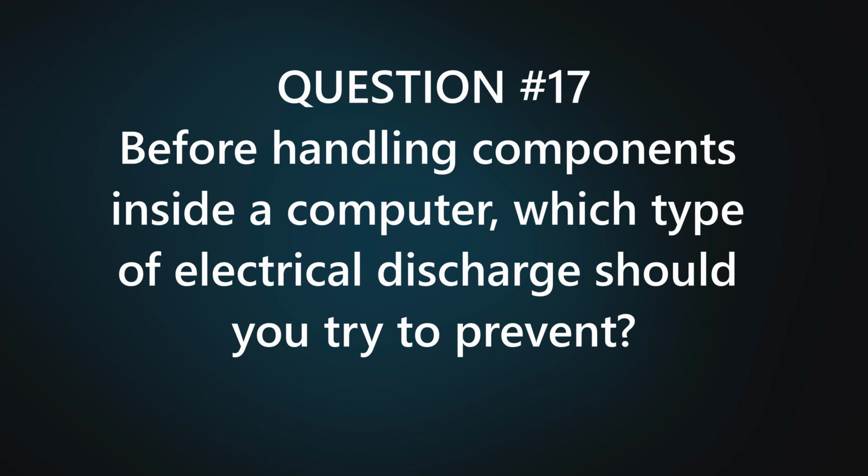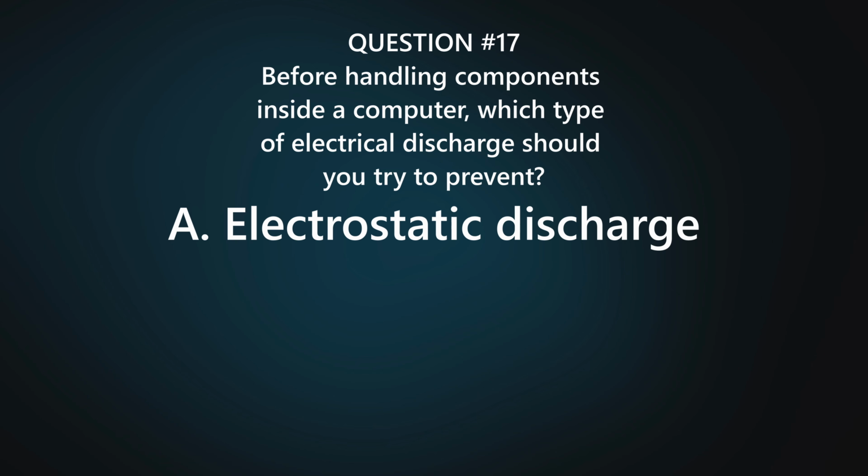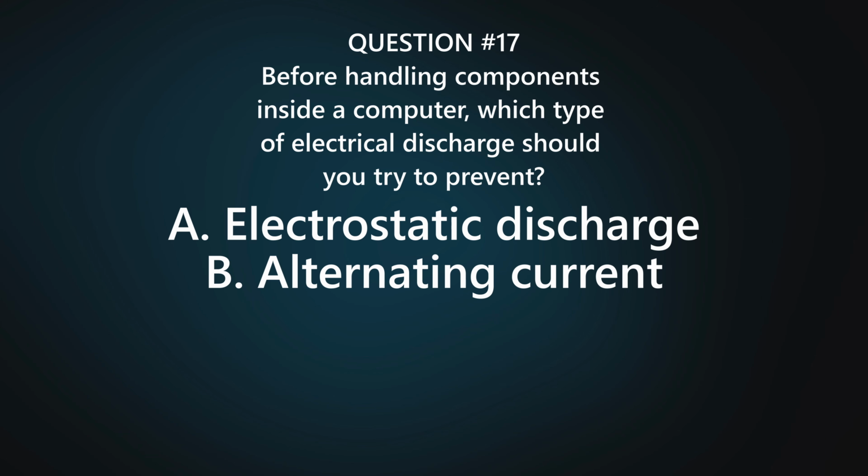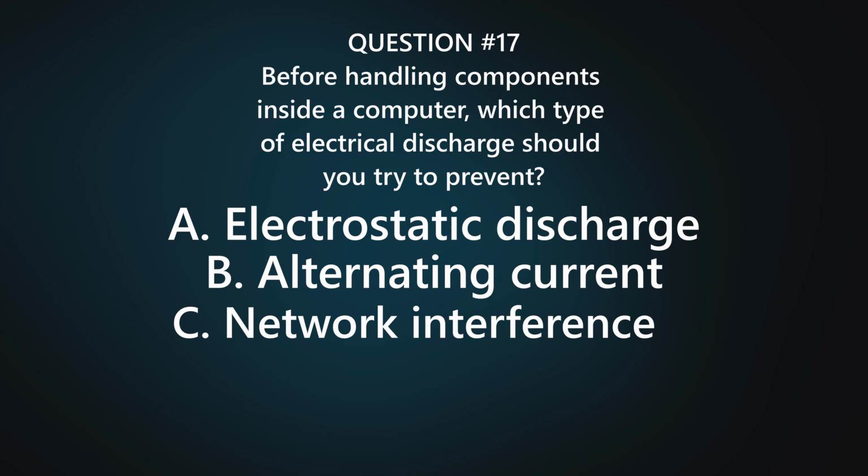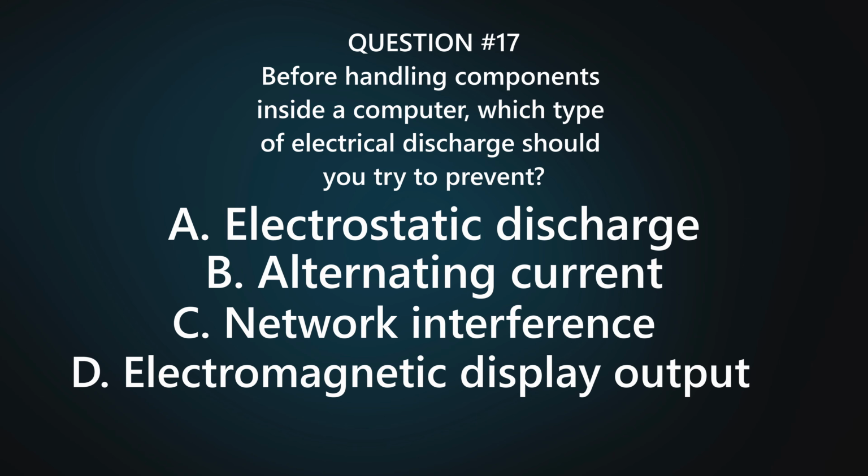Question 17. Before handling components inside a computer, which type of electrical discharge should you try to prevent? A, electrostatic discharge, B, alternating current, C, network interference, D, electromagnetic display output.